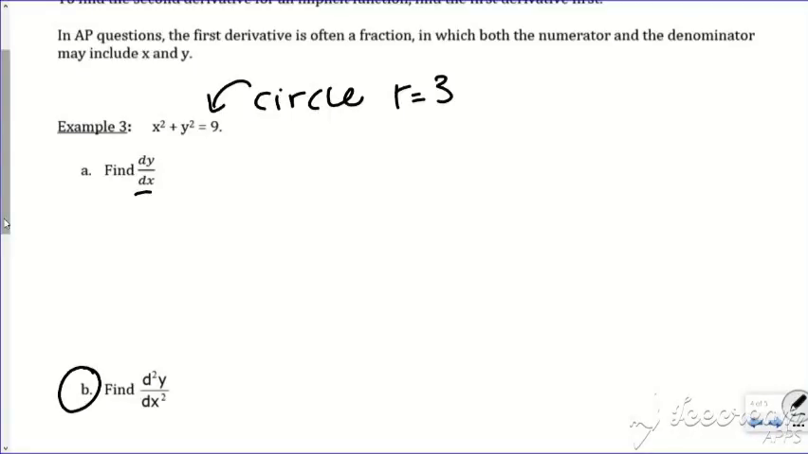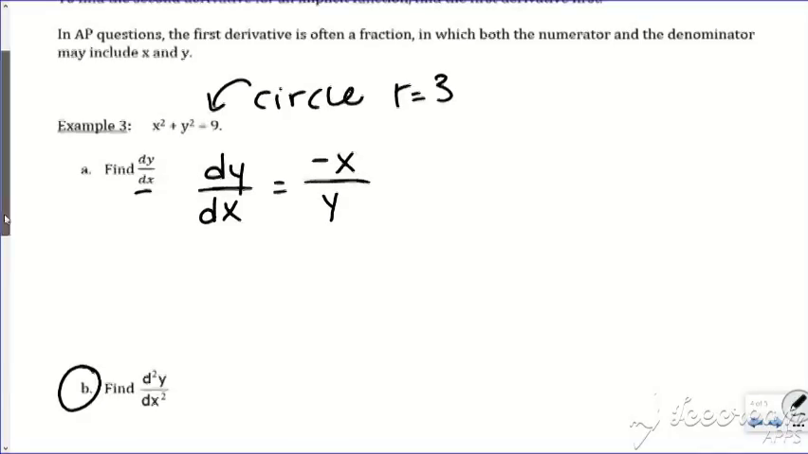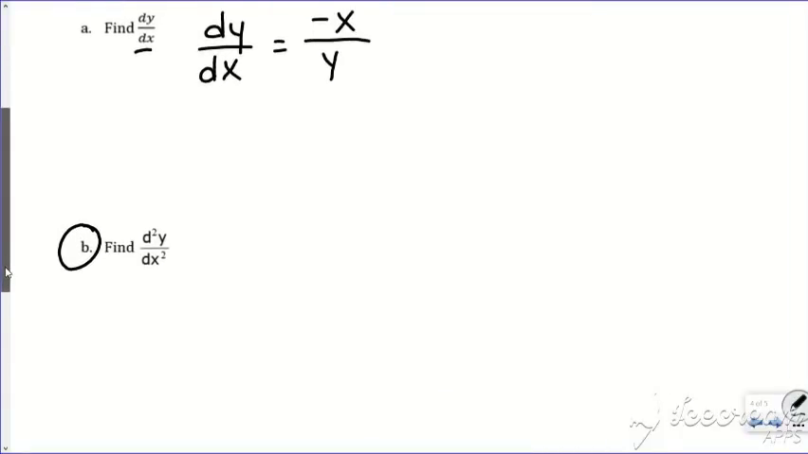Well, I'll give you a hint. We already did this in the last one. It's going to be the same for all circles, and you can prove it to yourself if you would like. Okay, make sure you take the derivative implicitly, but you'll still get negative x over y. Okay, so that's my first derivative. To find my second derivative, I'm just going to take the derivative of this. That will require some quotient rule, though.